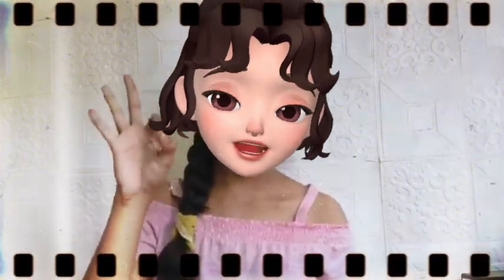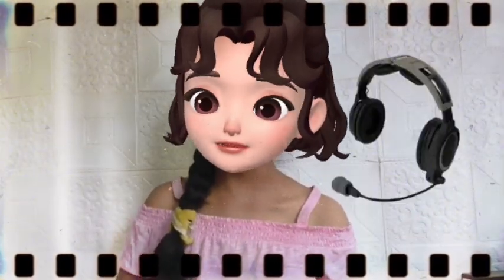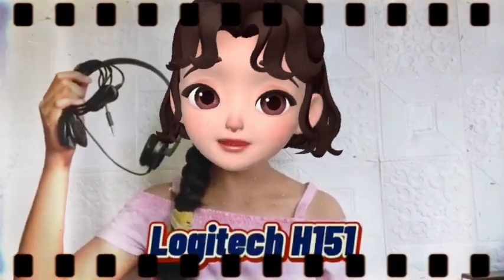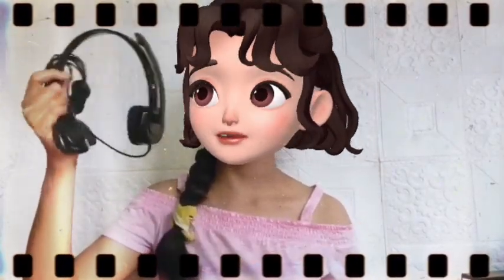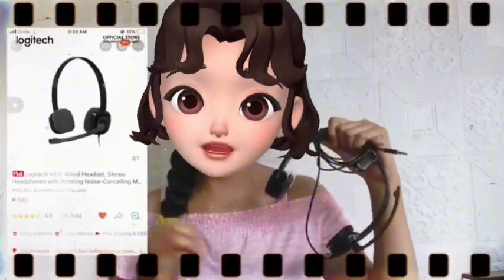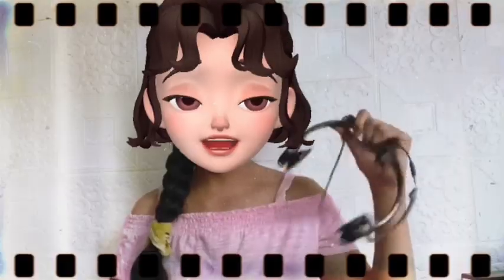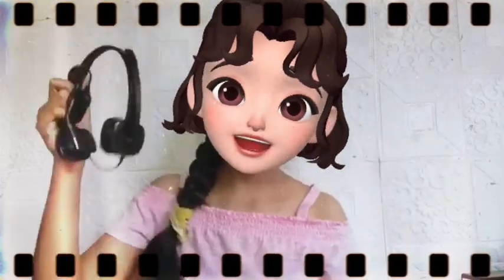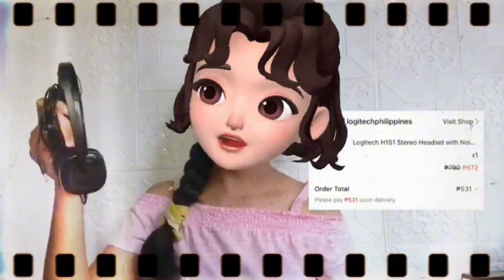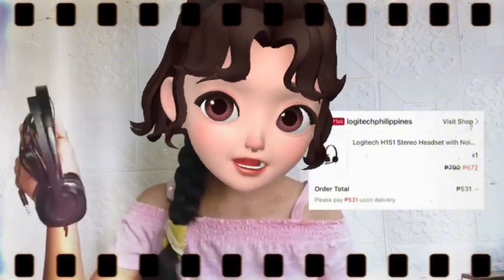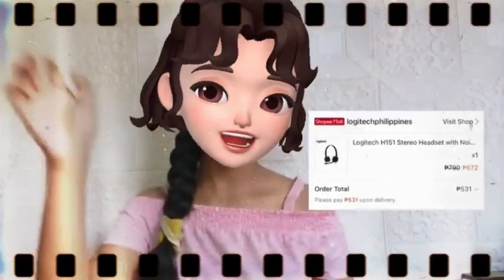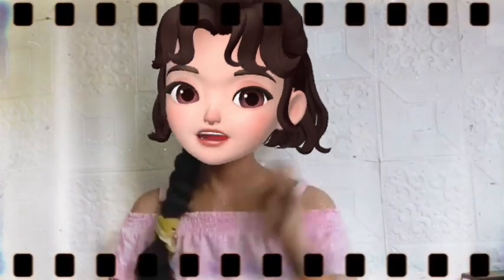The third requirement is a headphone with noise cancelling feature. For me, this is what I use. This is Logitech H151. I bought this on Shopee. On Shopee, it costs 790 pesos at the Logitech shop. But when I bought it, it was on sale, so I only had to pay 672. But I used my points on Shopee, so what I paid was only 531 pesos. So I saved over 200 pesos.